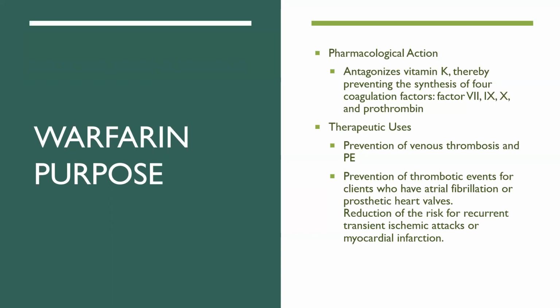Therapeutic uses are things like prevention of venous thrombus and PE, prevention of thromboembolic events for clients who have AFib or prosthetic heart valves, and reduction of the risk for recurrent transient ischemic attacks or myocardial infarction. The thing about prosthetic heart valves, like your mechanical valves, is that those people are going to be on anticoagulants for the rest of their life, because it's very easy for blood to clot around that mechanical valve.